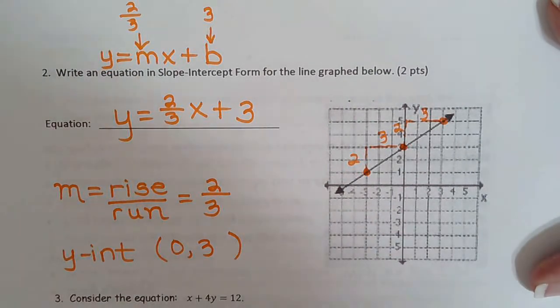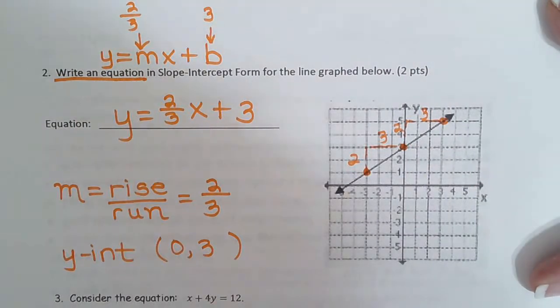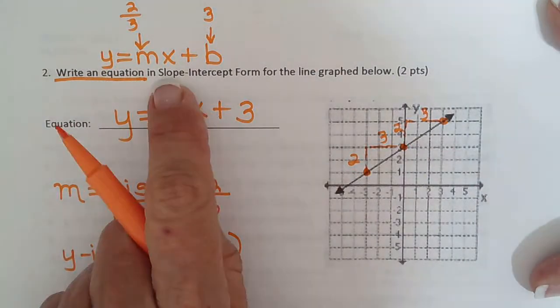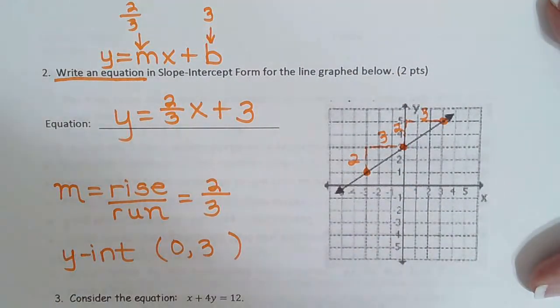So when you see this, you have to think, oh, I have a graph. That means from the graph, I need to find the slope and the y-intercept. So you just read those right off the graph.